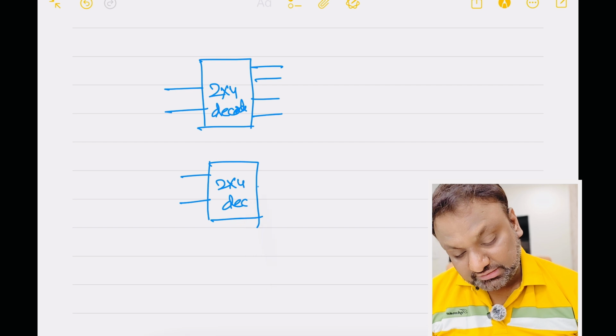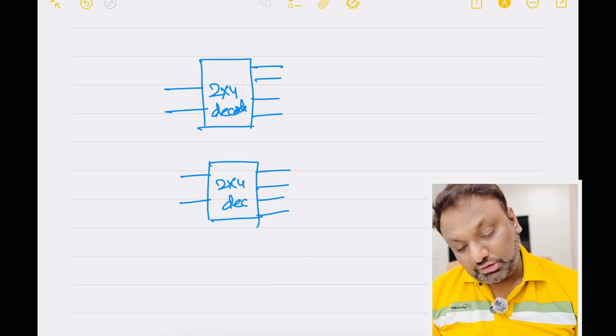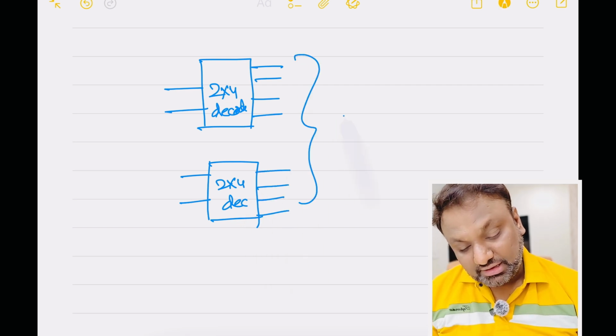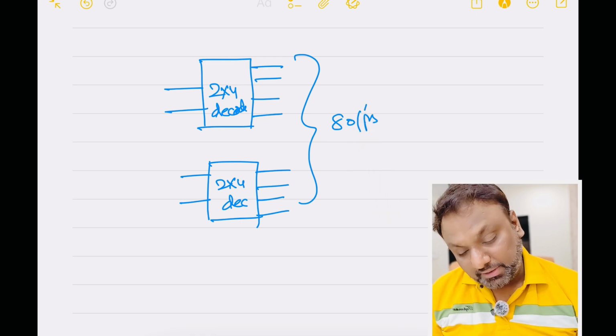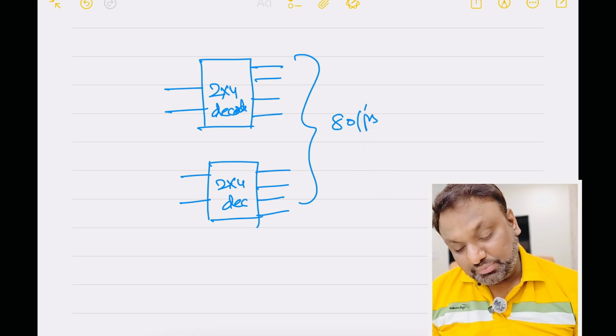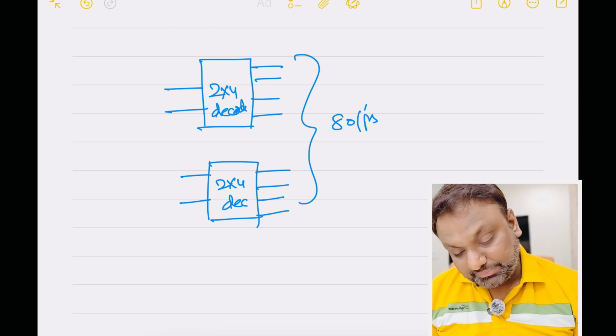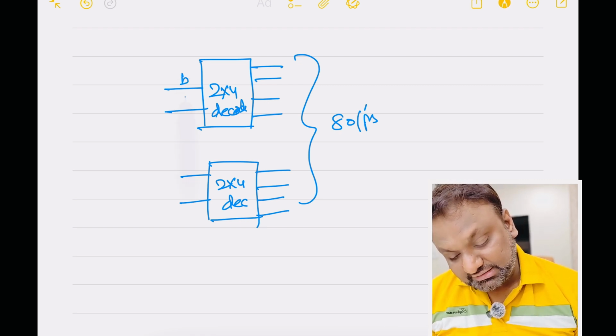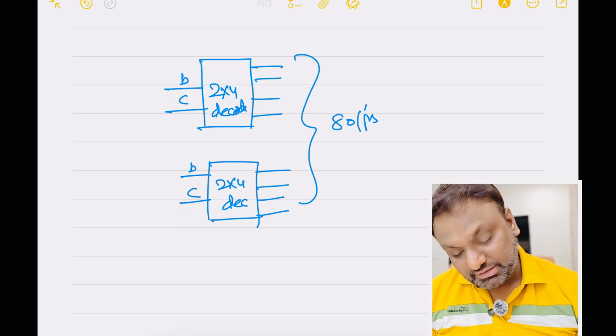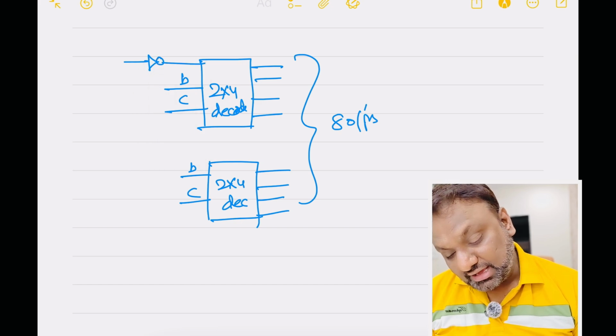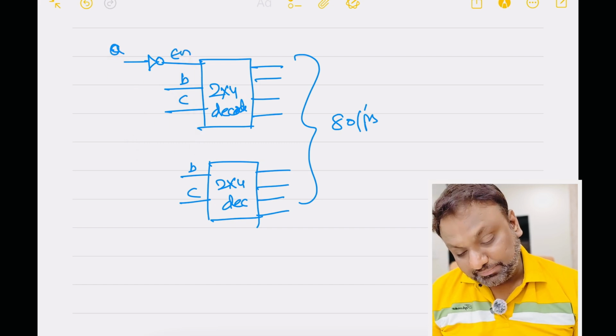So two 2 to 4 decoders are given, so 8 outputs. Okay, now we need to adjust with the inputs. So what you will do is, initially, I will give B and C as inputs. The other input, the enable signal, will be used as the other input. This is the A input and this is the enable signal.